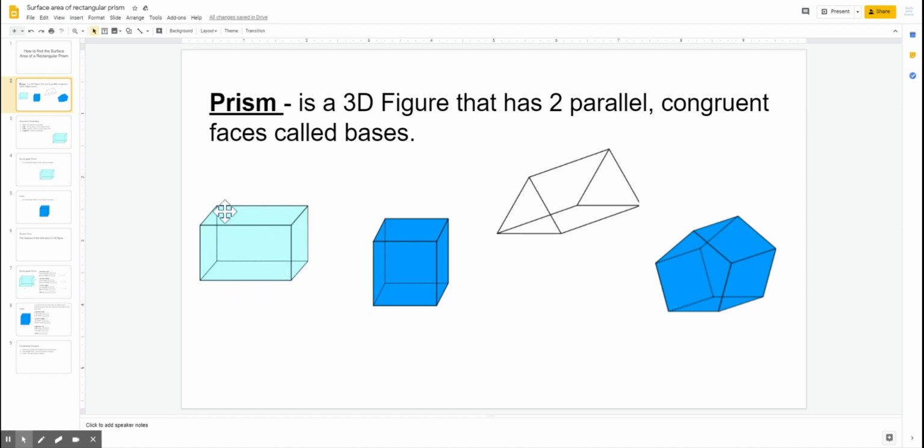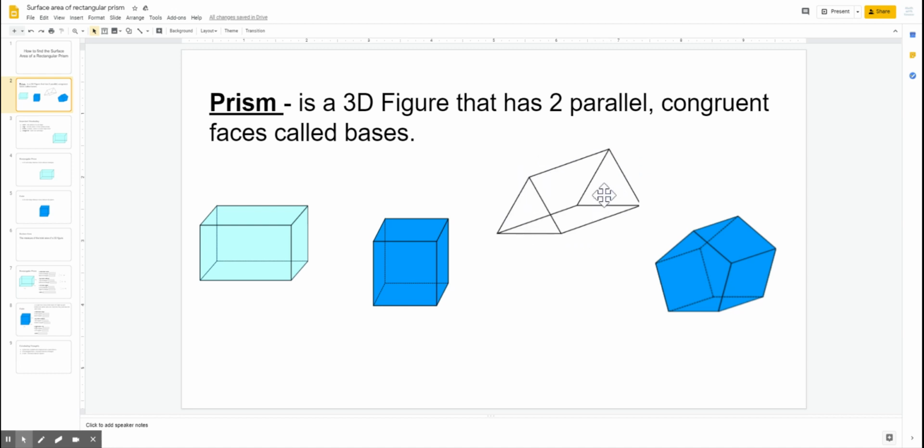This here rectangular prism, lucky for you, you don't have to worry about the parallel congruent faces because all of these faces are rectangles. Over here we have a cube. All of the faces here are squares.